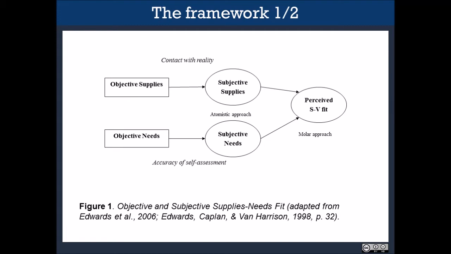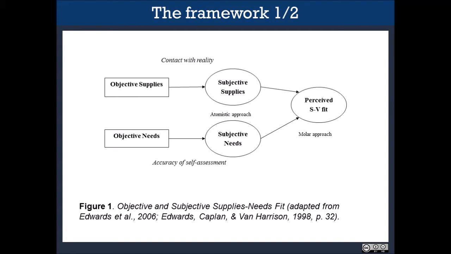So now the way this perceived fit is evaluated is mostly based on supplies and needs as perceived by the individuals. So I know there is debate around this, especially in the Edwards and colleagues 2006 papers, linking these two maybe different constructs together. But anyway, that's the model I would like to test and use. So distinguishing subjective supply, subjective needs. So what is present in the environment and what the individual needs as perceived by the individual.